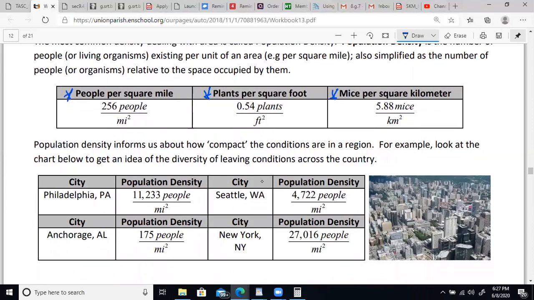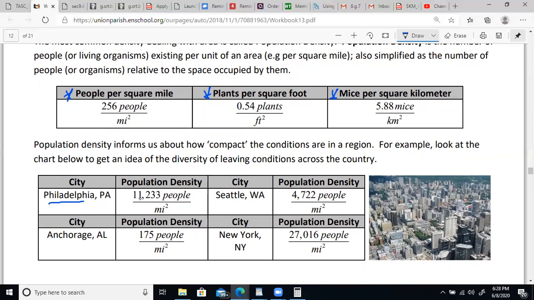Population density informs us how compact the conditions are. For example, when you look at the chart below to get an idea of the diversity of living conditions across the country, Philadelphia, if you've ever been there, is a pretty big city.